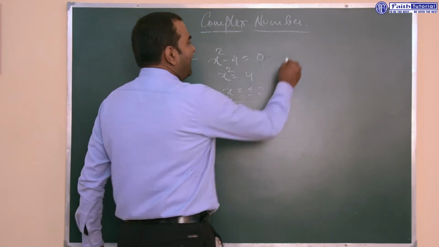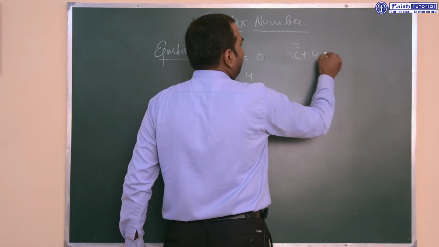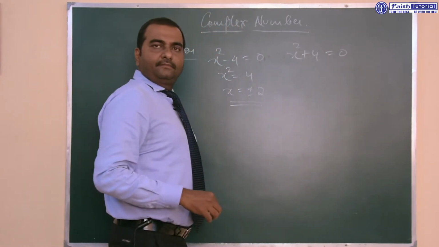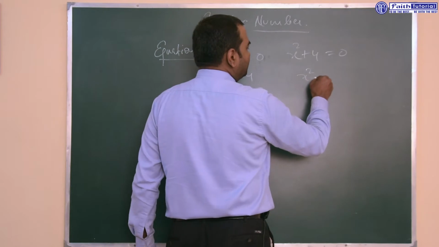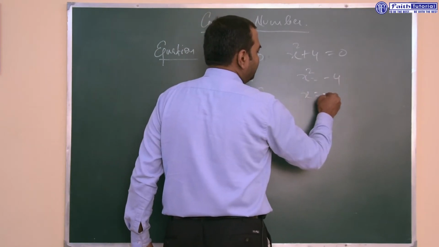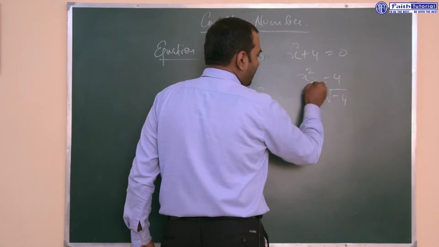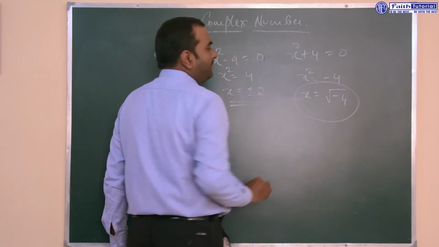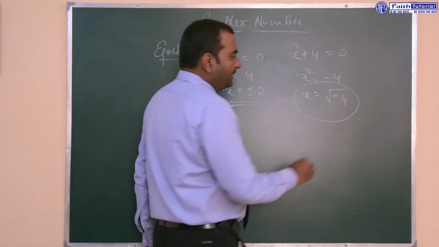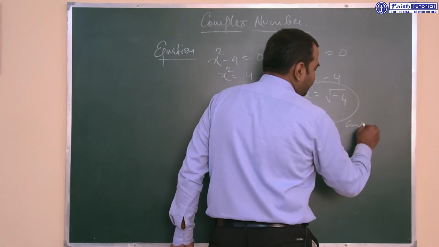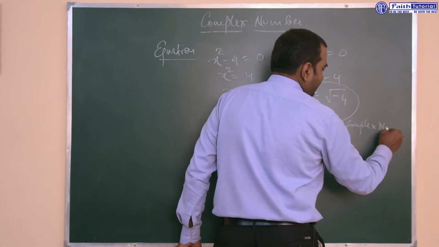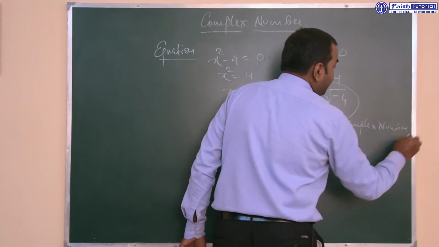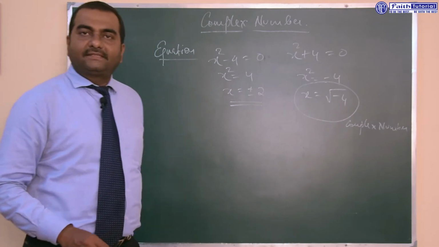Now, what if I have x square plus 4 equals to 0? So, x square becomes minus 4 and x becomes root under minus 4. Now, this is where we start with the concept of complex numbers. This is the beginning of the concept of complex numbers.